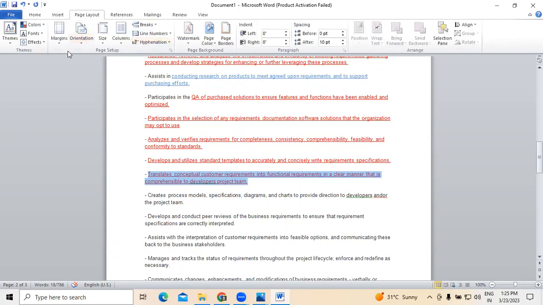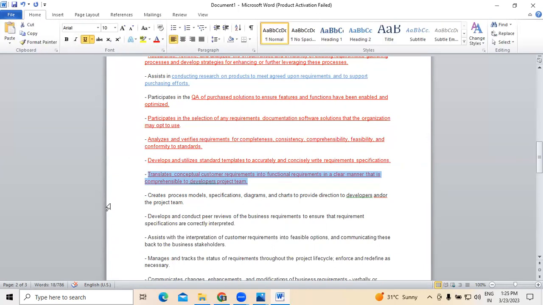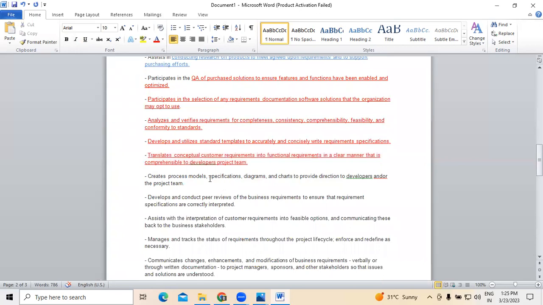At the same time, creating process model specifications and all. This is where generally visualization comes into the picture. Preparing UML diagrams, flow charts, business process diagrams, maybe wireframes, mockups, to visualize requirements so that the developer team can understand them well in advance. This is generally one of the points here.